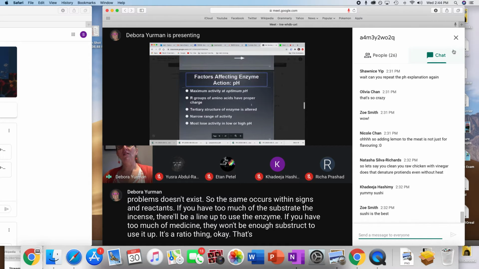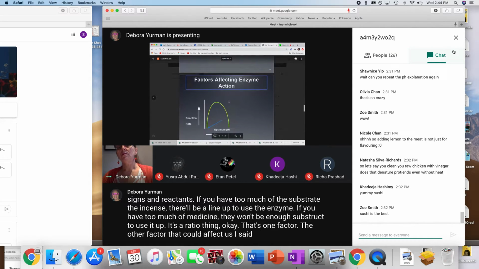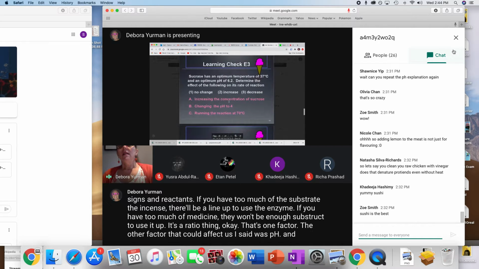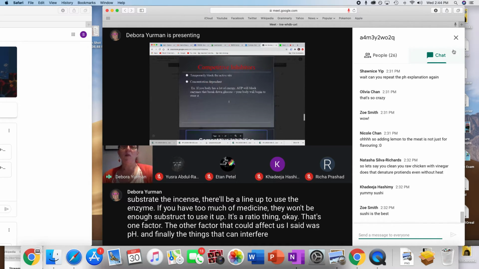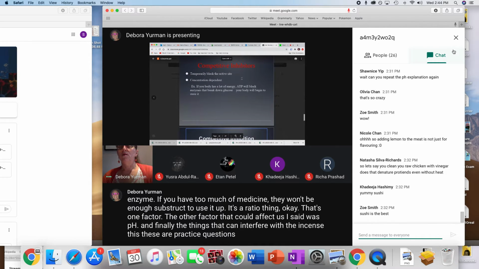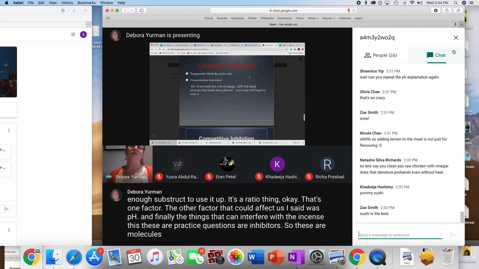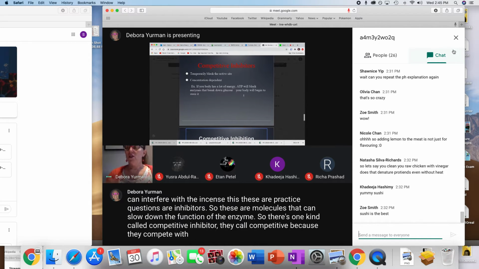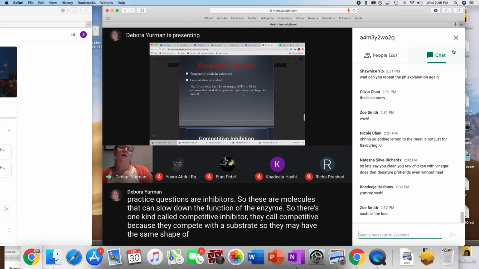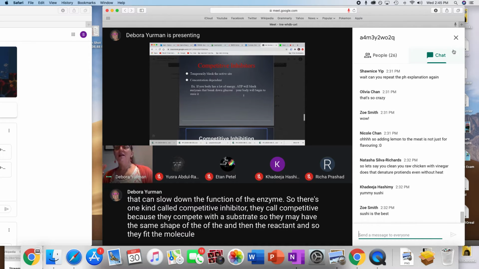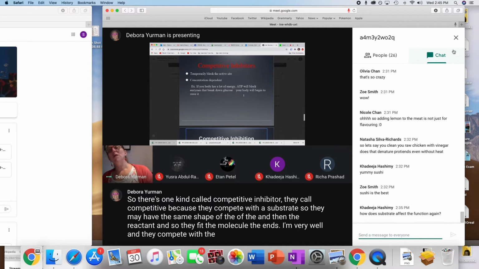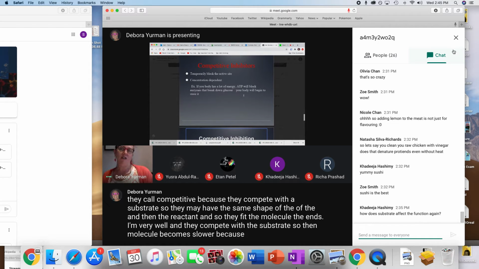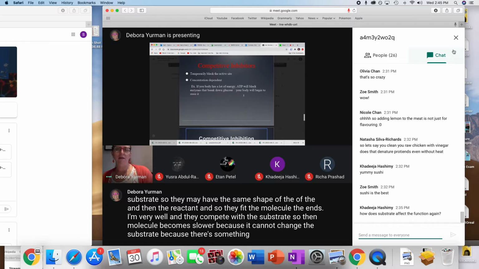That's one factor. The other factor that could affect, as I said, was pH. And finally, the things that can interfere with the enzymes, these are practice questions, are inhibitors. So these are molecules that can slow down the function of the enzyme. So there's one kind called competitive inhibitor. They call competitive because they compete with a substrate. So they may have the same shape of the reactant, and so they fit the enzyme very well, and they compete with the substrate, so the enzyme becomes slower because it cannot change the substrate because there's something else taking the space.